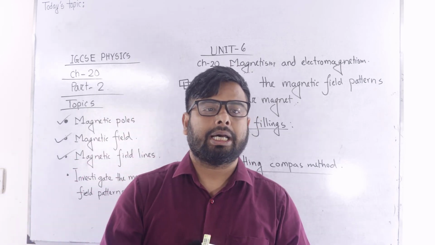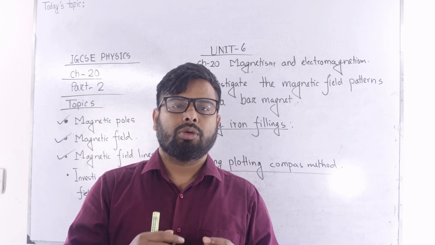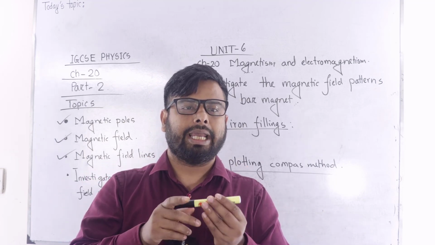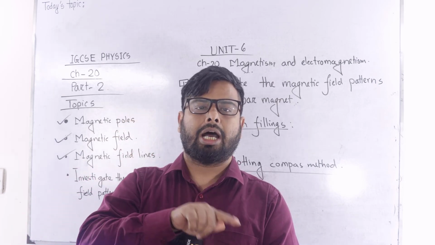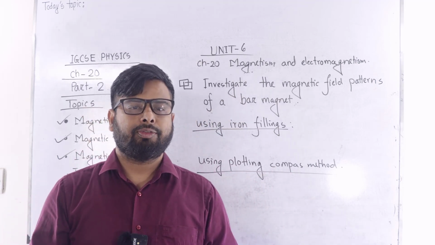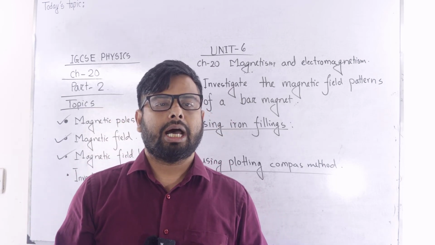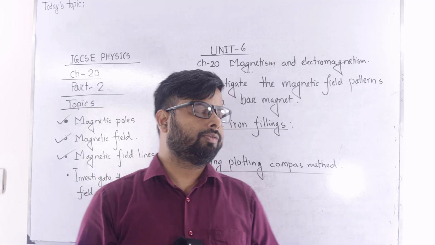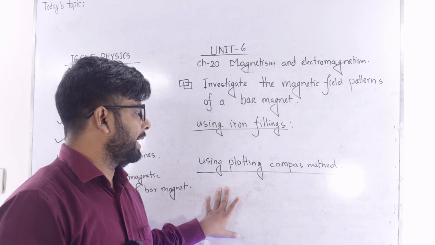Keep repeating until you have a chain of dots going from one end of the magnet to the other end. Then remove the compass and link the dots using a smooth curve. Then you get the magnetic field line. The direction of the magnetic field line is the same as the direction of the plotting compass. You can repeat the whole process several times to create the overall magnetic field. So using a plotting compass, we get the pattern and the magnetic field direction.